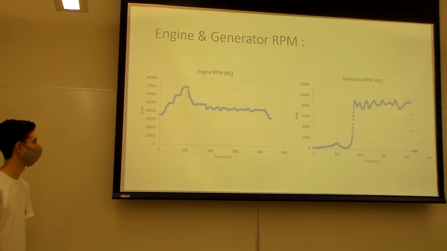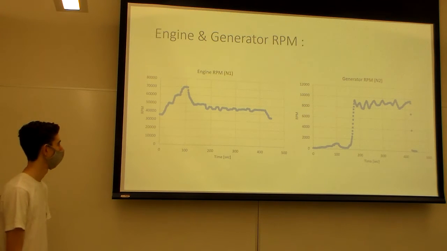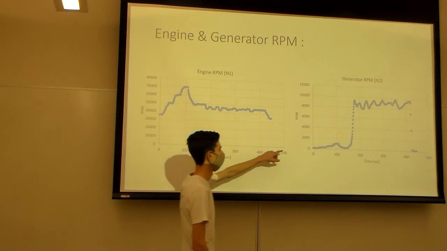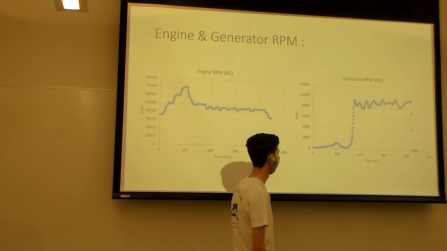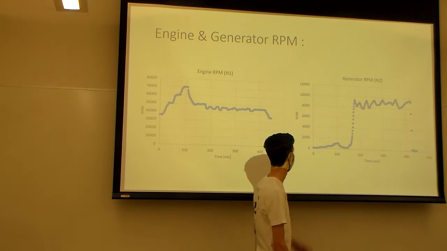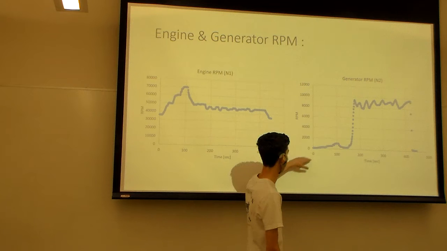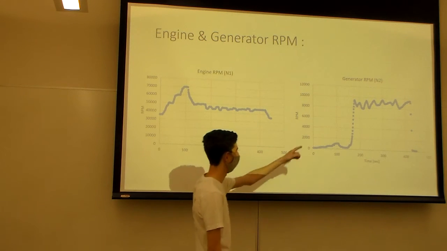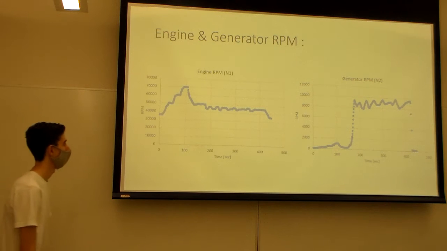More graphs. We have both turbines' RPMs. This is our engine, turbine 1, and this is turbine 2. This is where we started activating the load lever. While this one is running, this one wasn't until we activated the load lever. And then you can start seeing how fast it's going. The next one.